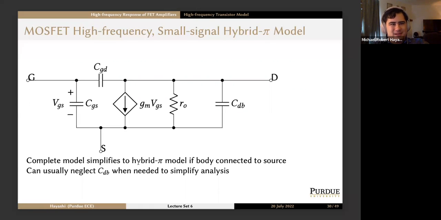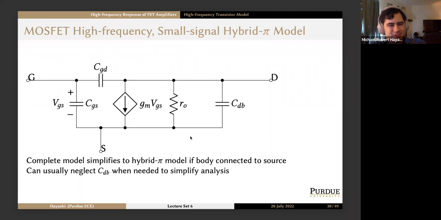So this is the MOSFET high frequency small signal hybrid pi model. This is what happens if the body is connected to the source. So we get CGS, CGD, gm vgs, r sub o, and CDB. Now, even your textbook neglects CDB most of the time. Most of the time, you just say we have the small capacitance between drain and source when we can ignore the body effect.